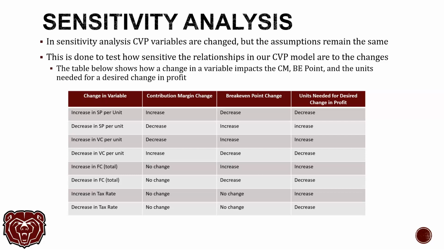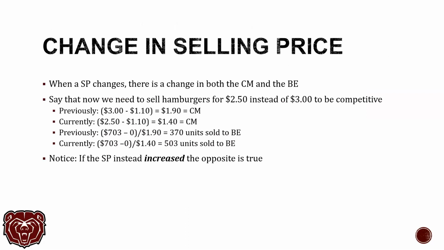So this table below is going to be pretty important. I would print this out or ask me, and I can send you a copy of it to print out, but this shows how a change in each variable of our CVP model changes the relationships. So how does the contribution margin change if you decrease the variable cost per unit? How does the break-even point change? How does that impact our units needed for a desired change in profit? Okay. So let's just go through really quickly and talk about each of these.